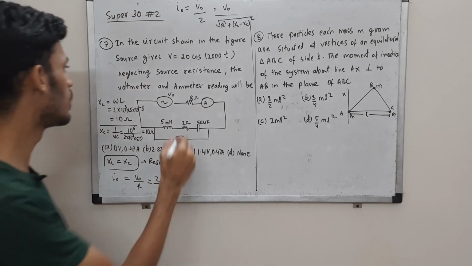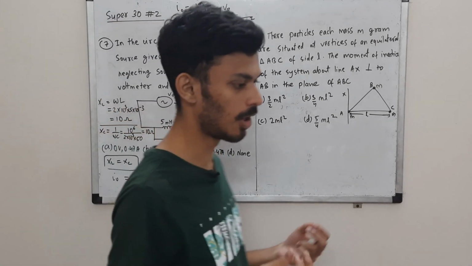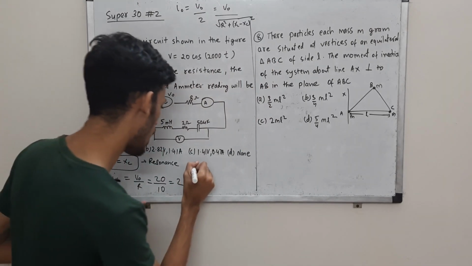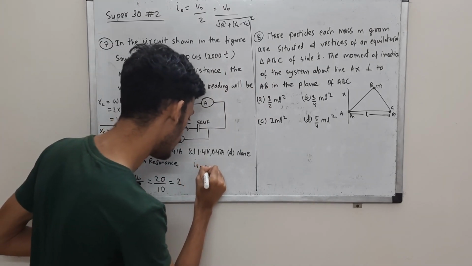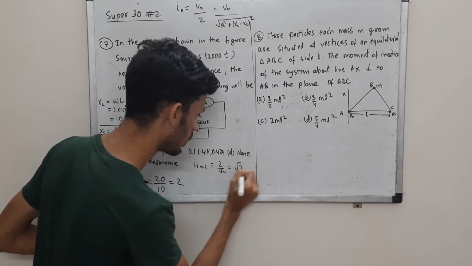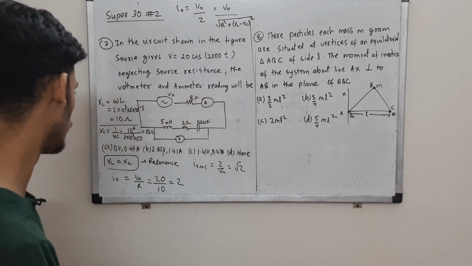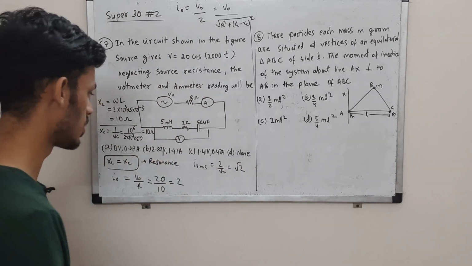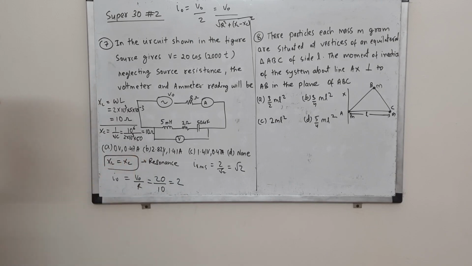Whenever you report, what your ammeter reports is the RMS value. So I RMS will be I naught by root 2. So this value by root 2, that will be root 2, right? So about 1.4. I think this is the option, 1.41 amperes. Let's verify the voltage also.